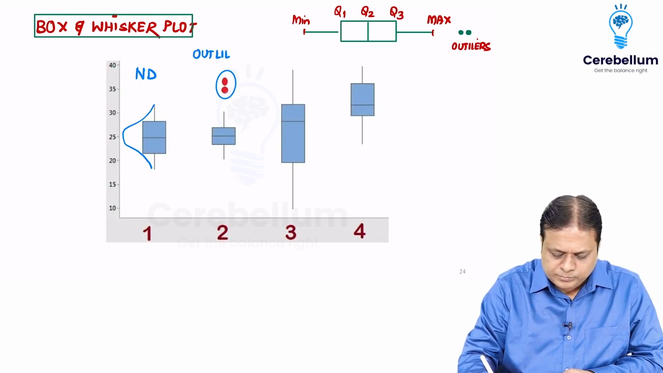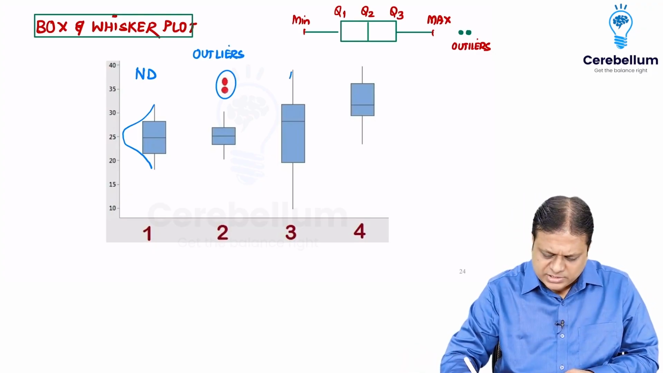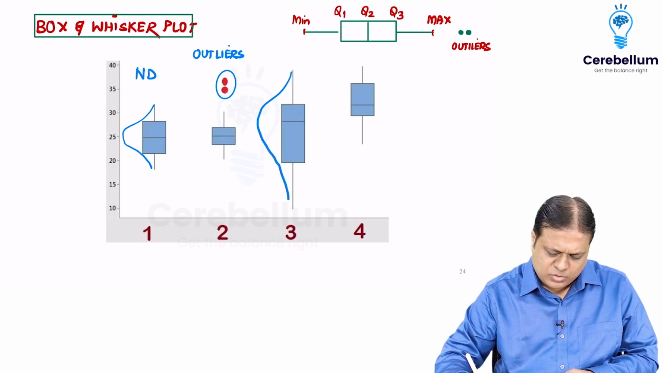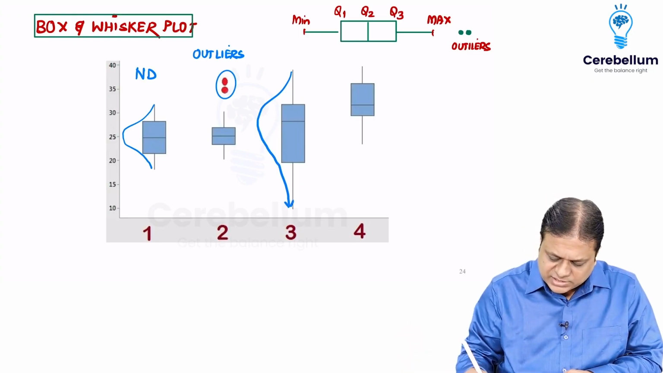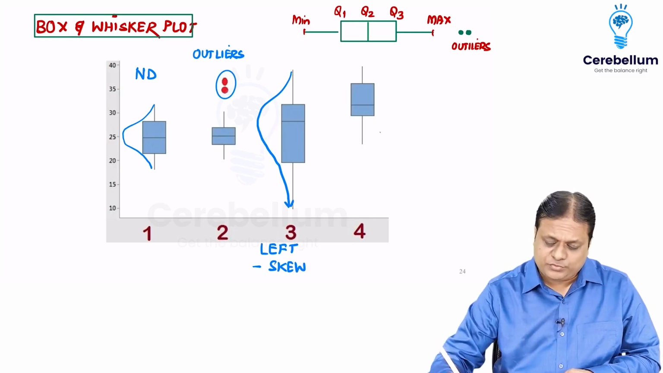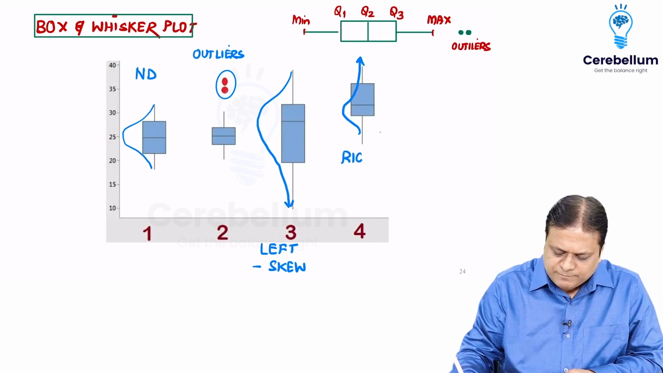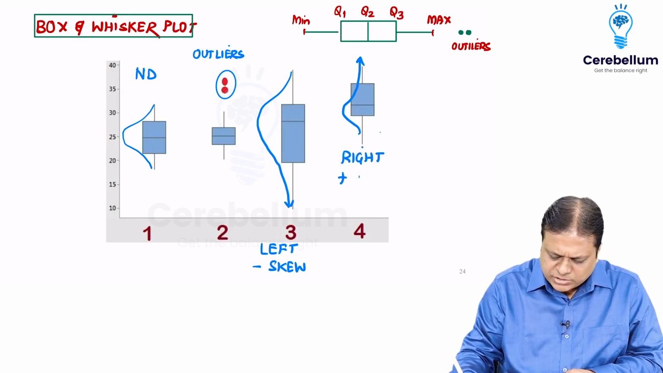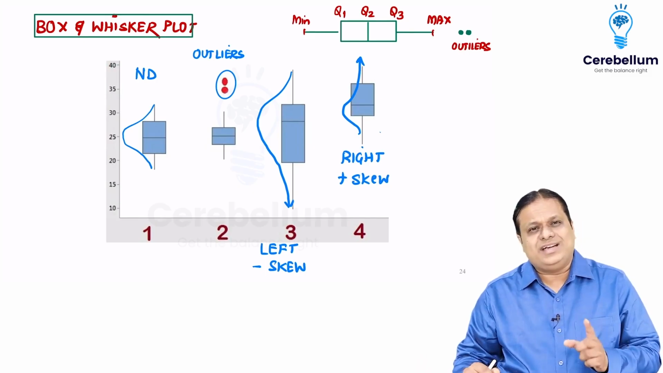Now look carefully at graph number 3. Here you can see the longer line is going towards the left or negative side. So this is a left or negatively skewed distribution. Now look at the fourth graph. Here the longer line is going towards the right or positive side. So this is a right or positively skewed curve. Box and whisker plot is also known as candlestick chart.